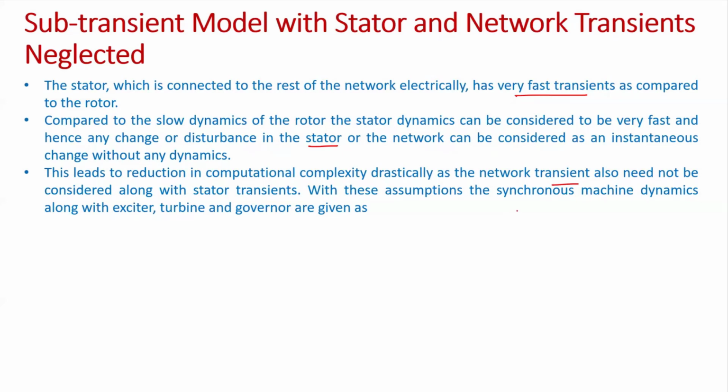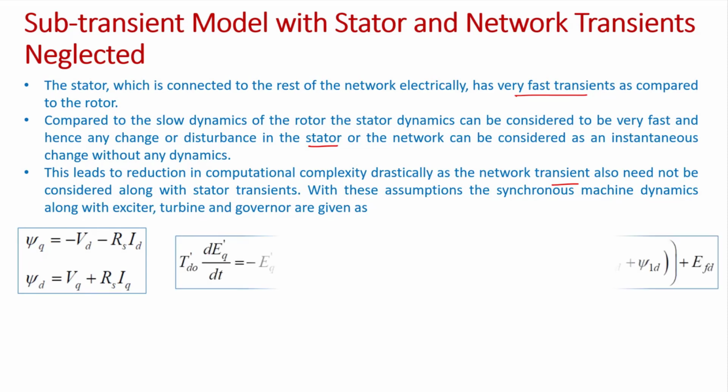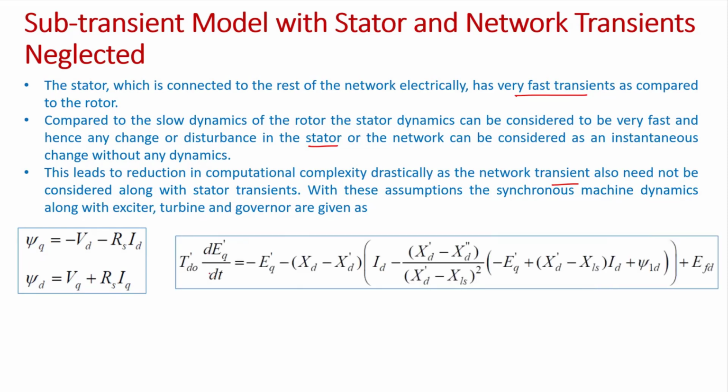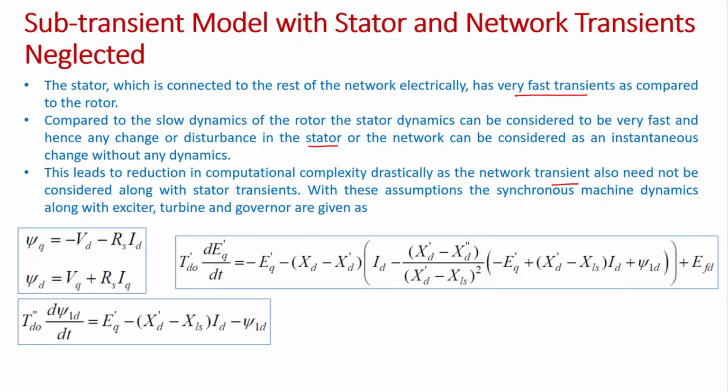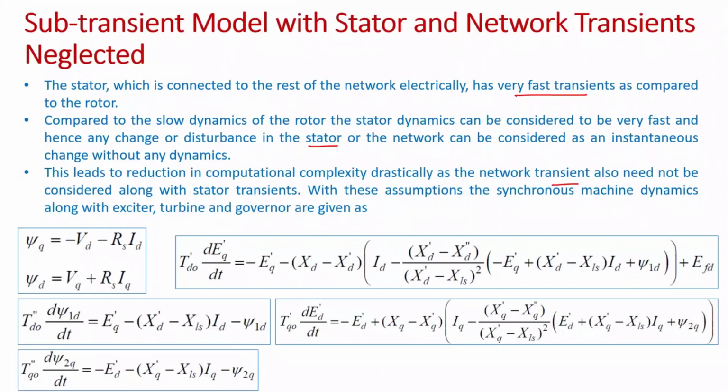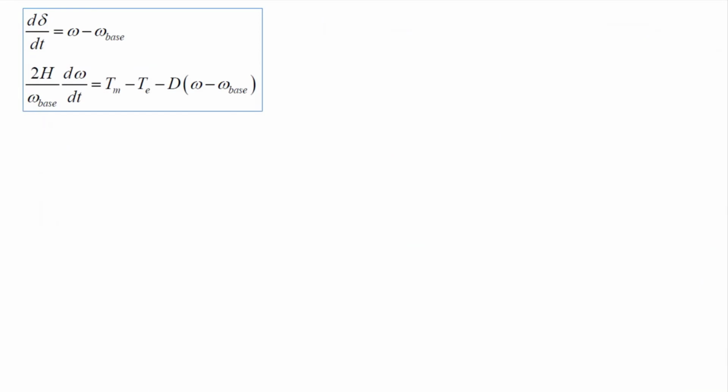With these assumptions, we can conclude that the synchronous machine dynamics along with exciter, turbine and governor can be given as this. So the stator transient we neglected, therefore all the derivative terms of stator parameters like psi d dot and psi q dot are considered 0. So here we get the simple equations for psi d and psi q, and then we obviously get the differential equations of the rotor side with the time constants T'd0 and T''d0. All these equations will remain. And along with that, we have the swing equation that represents the rotor dynamics.